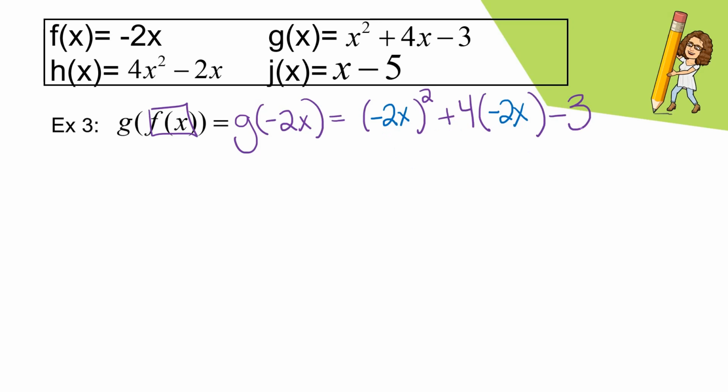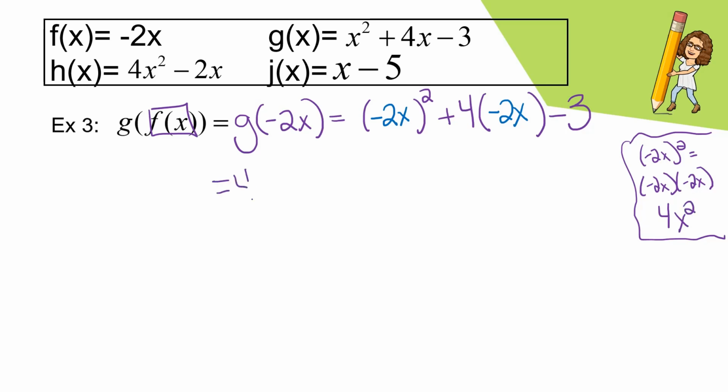Now see how the outside function g is still present right now. I haven't completely gotten rid of it. I just substituted in for the x. Now, let us simplify. Negative 2x squared. Remember, okay, little sidebar conversation here. Negative 2x squared is the same as negative 2x times negative 2x. Well, negative 2 times negative 2 is 4. X times x is x squared, right? So this guy over here is 4x squared. That's what this simplifies down to.